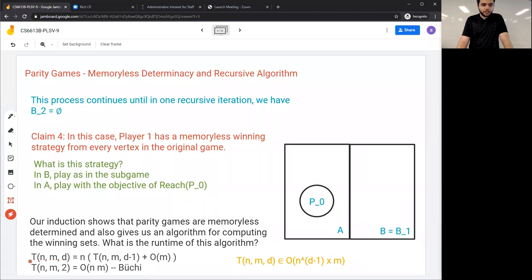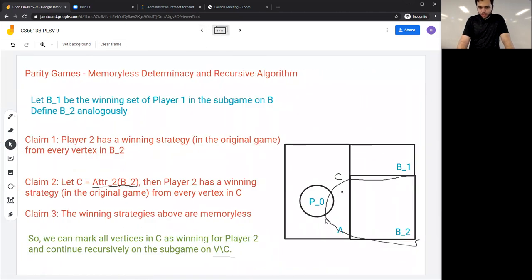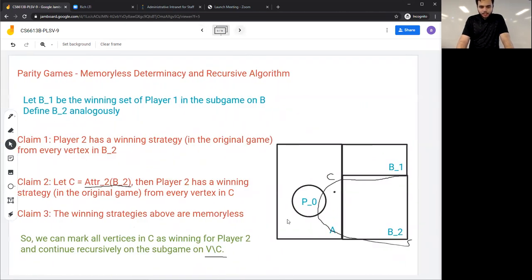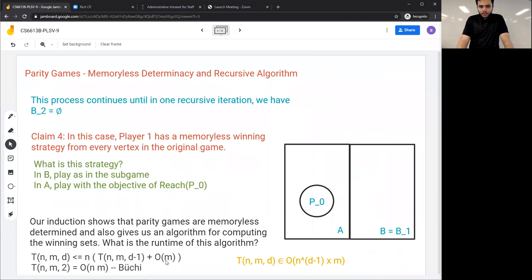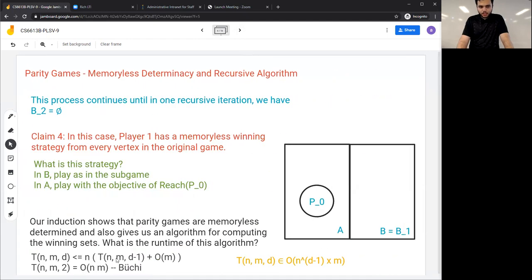So you can consider the runtime as a function of the number of vertices, the number of edges, and the number of priorities. Based on what we did, you can find this recursion, I should say less than or equal. Every time that I'm removing one of these C sets, it takes order M time. And I also have to solve a subgame, which is T of N, M, and D minus one at most.